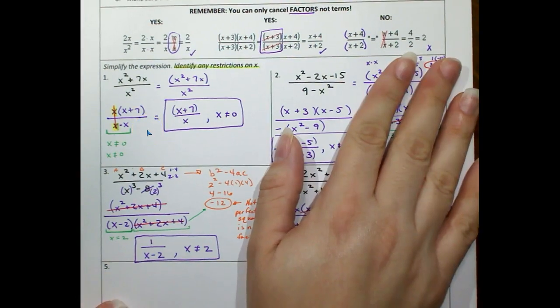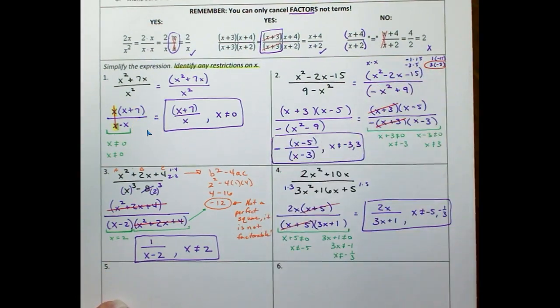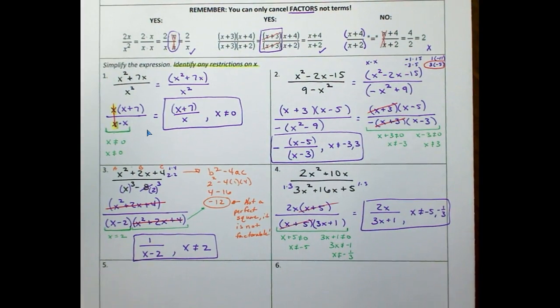All right, so hopefully you're ready for the answer. The answer is 2x over 3x plus 1, such that x cannot equal negative 5 or negative 1/3. So hopefully you've got that one correct. If not, see if you can figure out what you've done incorrectly.